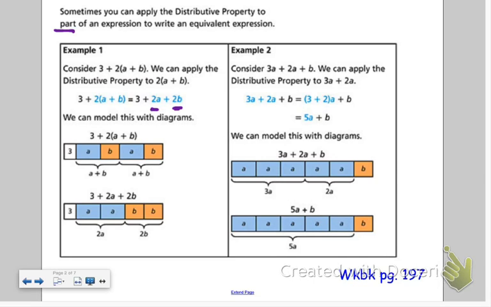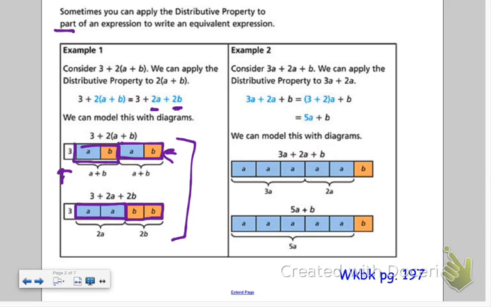You can see the diagrams here show this. In this diagram you have the 3 plus 2 times the sum of A and B, because you have 3 here, and then you have A plus B here, and we have another A plus B there. So you have 2 times A plus B. Or you can rewrite it so that A's are together, A plus A or 2 A's, B plus B or 2 B's, and now you have 3 plus 2A plus 2B.